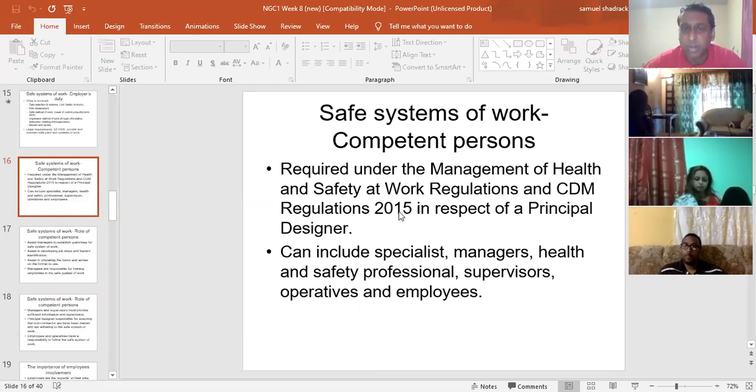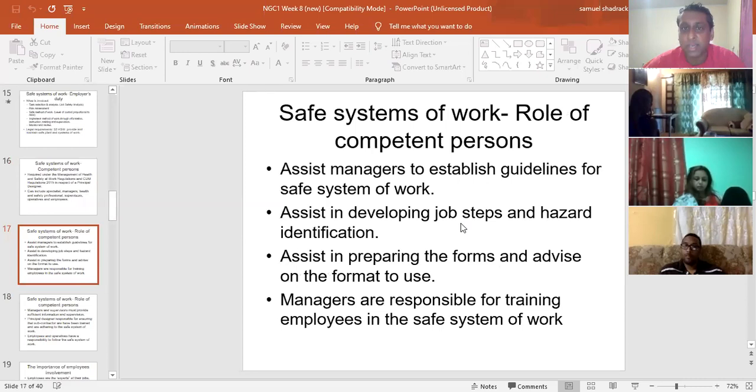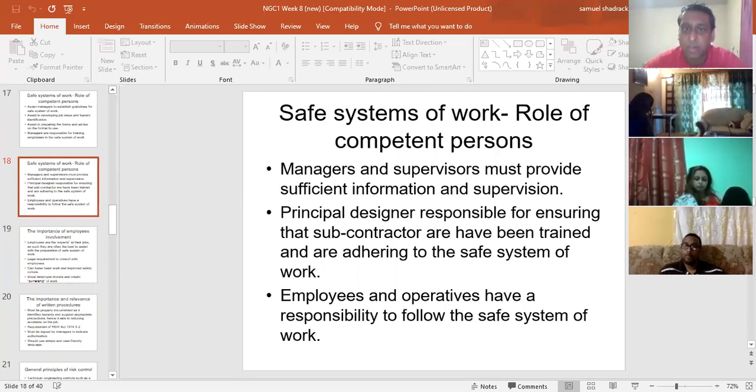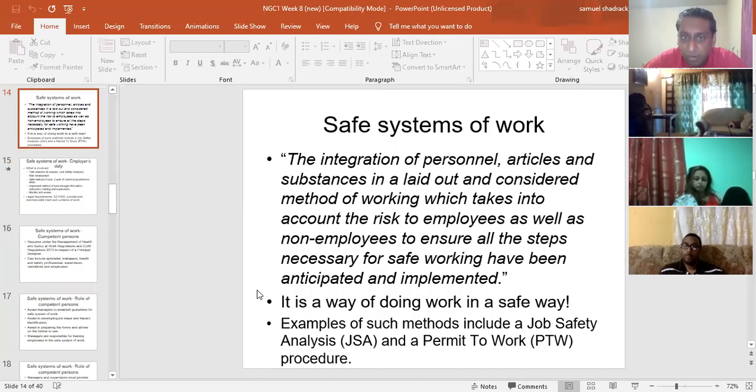So this is talking about competent persons who must be involved in the JSA. Who are competent persons, the role of competent persons, managers, right? And what they do on HSA, etc., right? So the importance of involving persons, if you wonder where this is coming from, the word here, the integration of personnel. I tell you, one person cannot really do a JSA. It's a group of persons coming together. They refer to that as the integration of personnel.